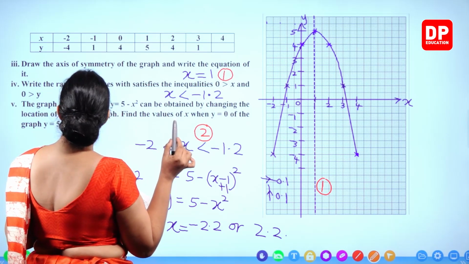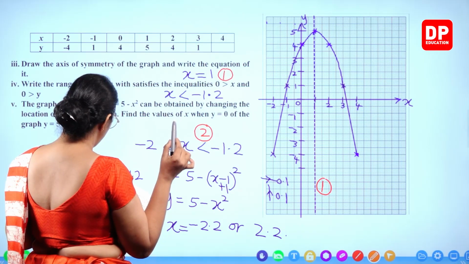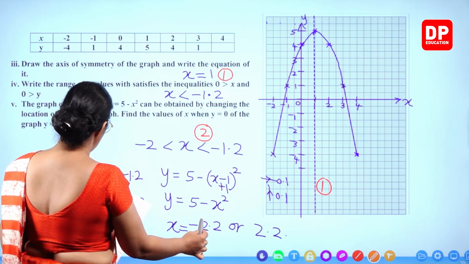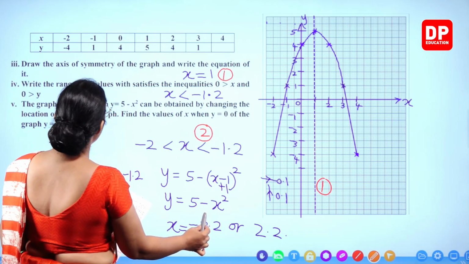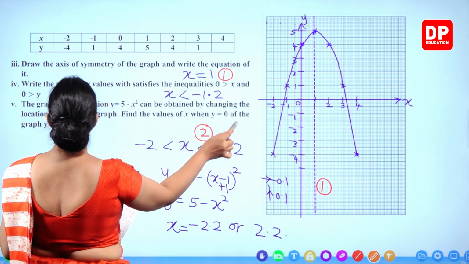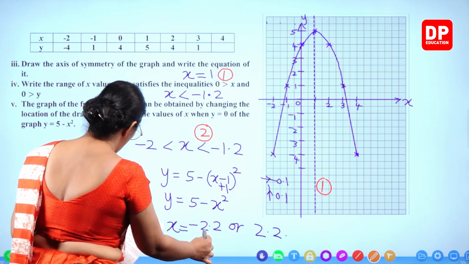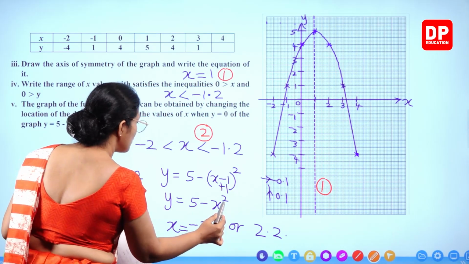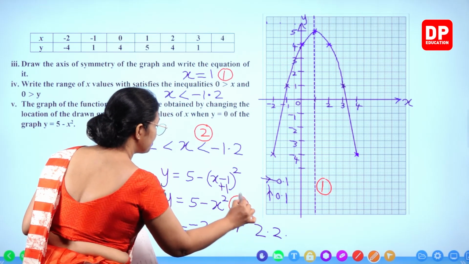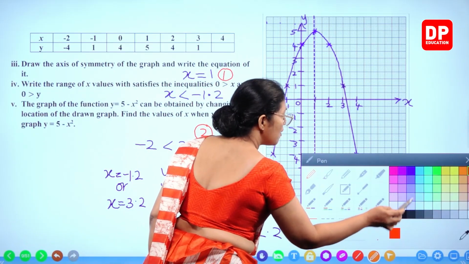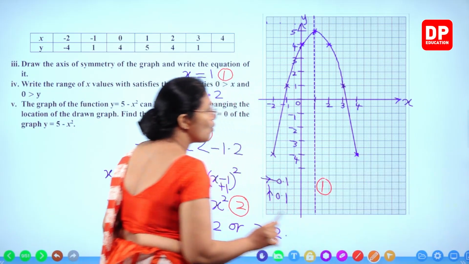Then part 5, you are getting 2 marks. The graph of the function can be obtained this way. Find the values of x when y equals 0 of this graph. So minus 2.2 and 2.2, that's 2 marks. So altogether we have given 10 marks for the whole question.